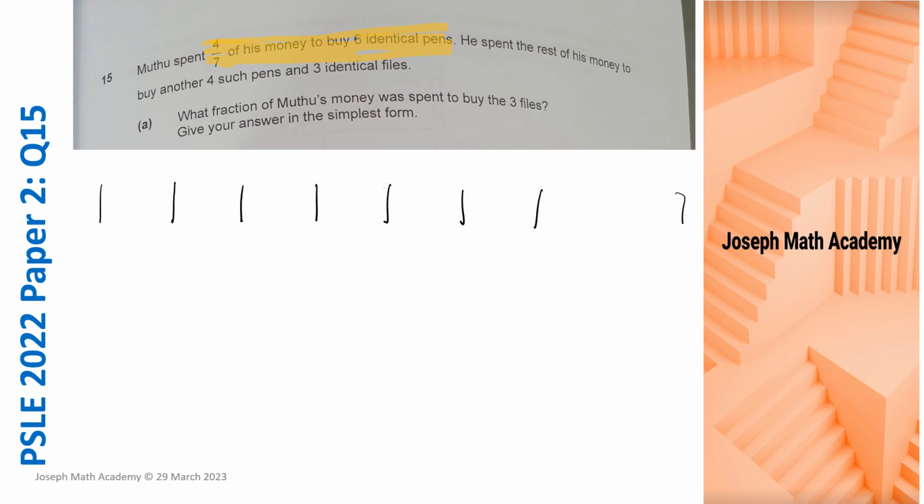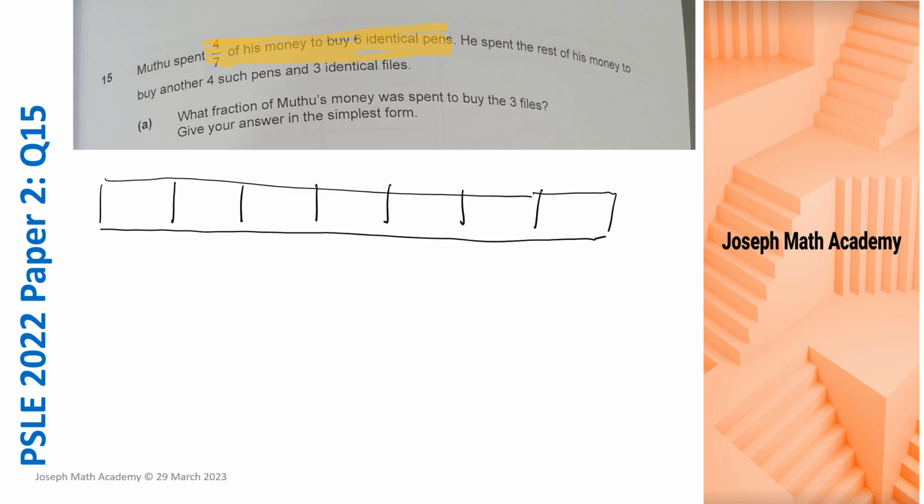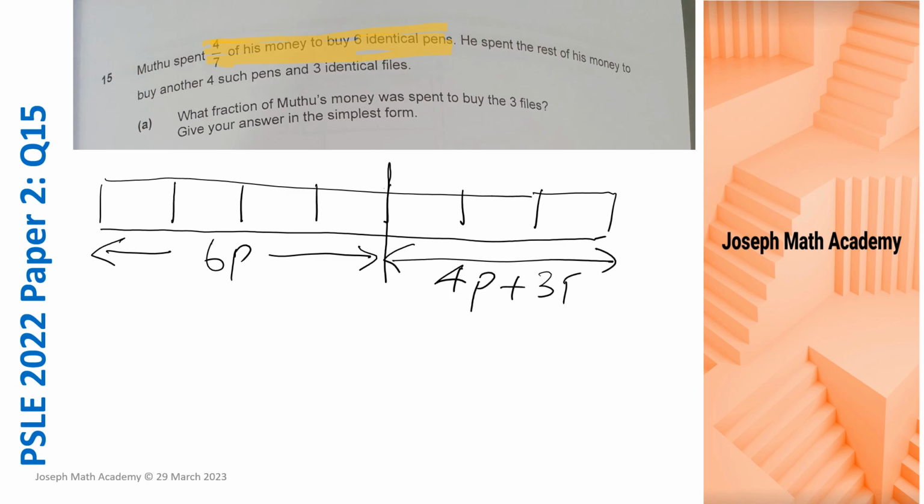Okay, let me draw mine nicely. 1, 2, 3, 4, 5, 6, 7. All right. Now, 4/7 used to buy 6 identical pens, and the remaining money to buy 4 such pens and 3 files. So from here, I can further analyze that 2 units of the money can buy 3 pens.